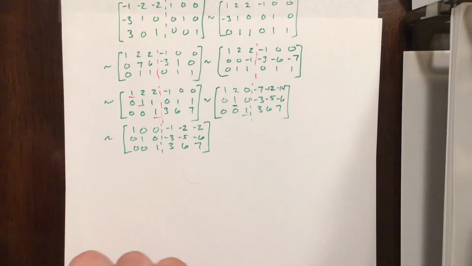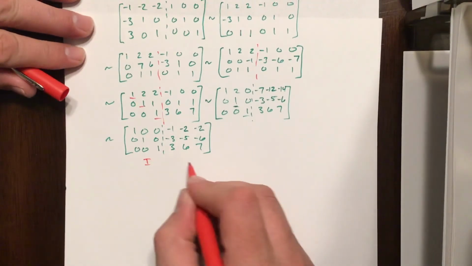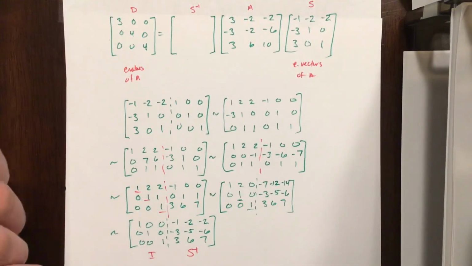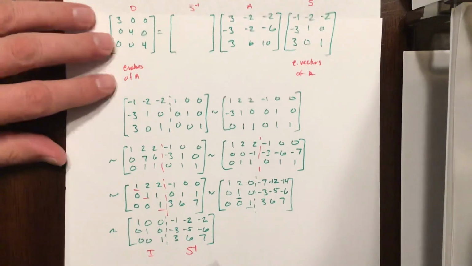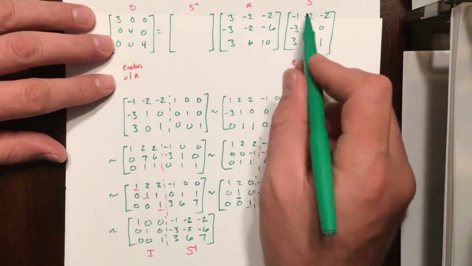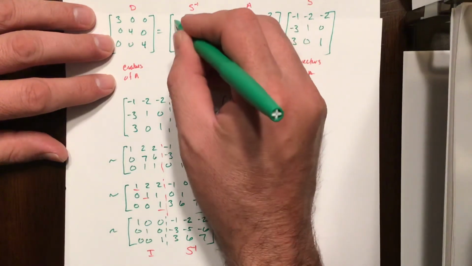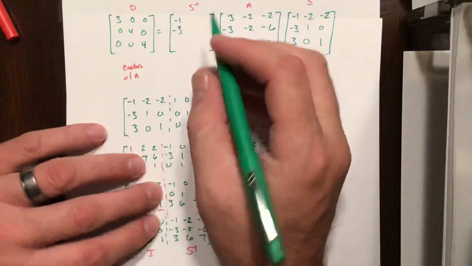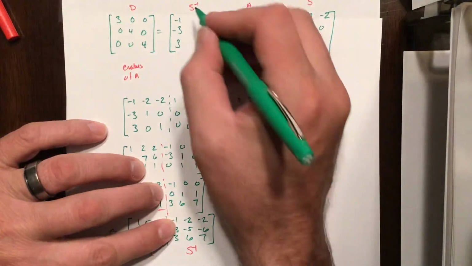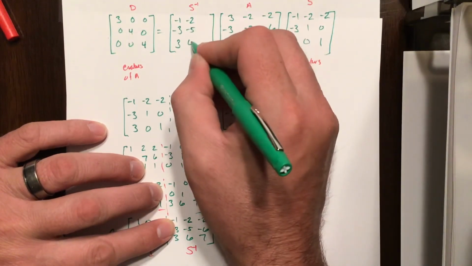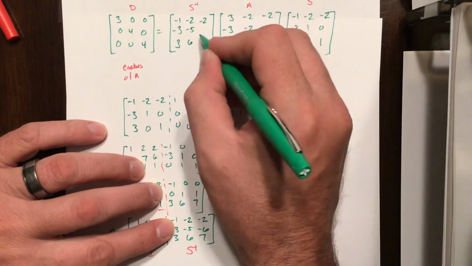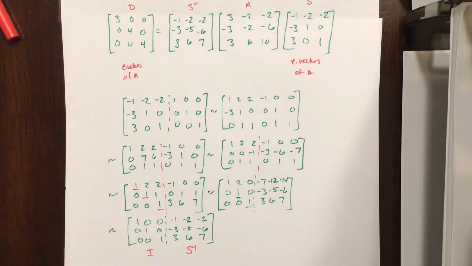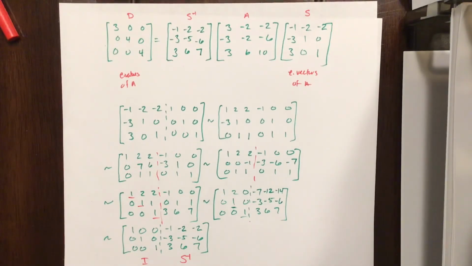Lo and behold, we are done. There's the identity matrix. That's S inverse. So, putting in the last group of numbers, the inverse of S, S being the eigenvectors of A, is negative 1, negative 3, and 3. Negative 2, negative 5, and 6. And negative 2, negative 6, and 7. Okay. And that's how you diagonalize the matrix.